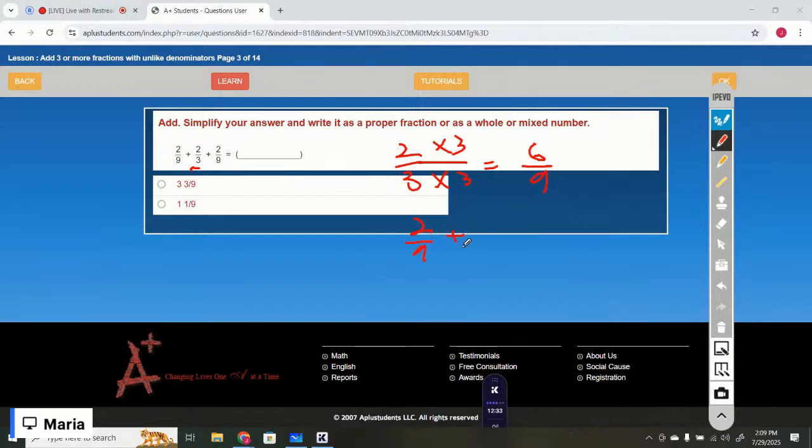2 by 9 plus 6 by 9 plus 2 by 9. So 6, 7, 8, 9, 10. That is 10 over 9. So the numerator is greater than the denominator, we can divide. 9 times 1 is 9. 10 minus 9 is 1. That is 1 whole 1 over 9. Option number 2 is the correct option.